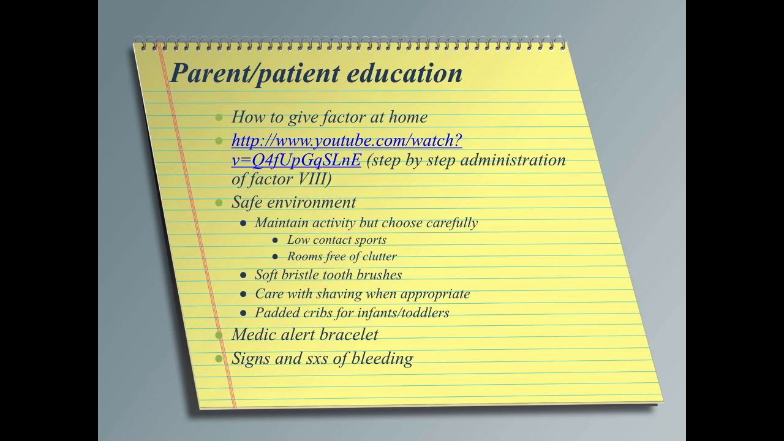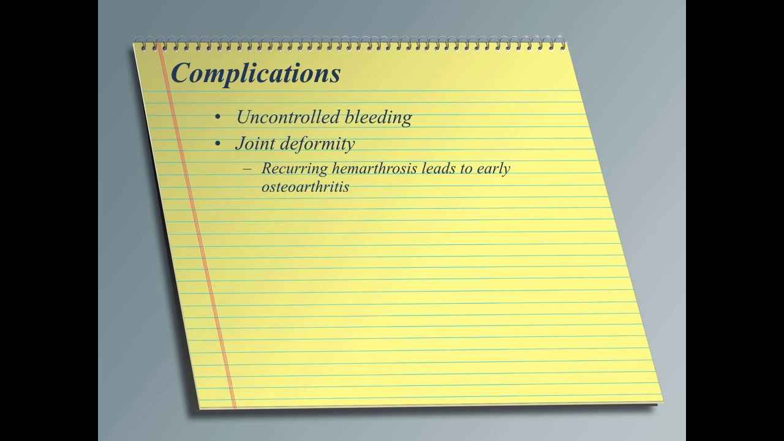And then for the babies that have especially less than 1% of factor on board, the risk of SIDS versus the risk of bleeding, we have to weigh that, and they would probably be a candidate for going ahead and padding the crib so that they don't have injury. These children should wear a medical alert bracelet and be taught the signs and symptoms of bleeding, and that when they have it and they're starting to see a joint fill up, they need to come into the ER for some factor.